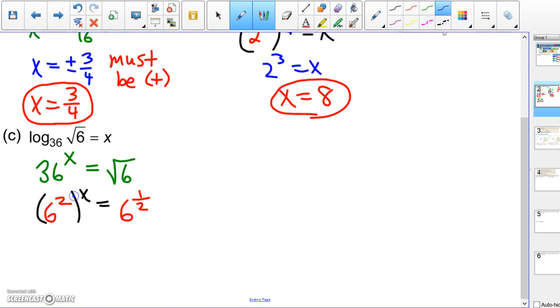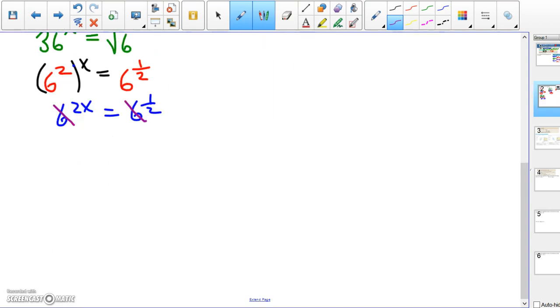So again, we're going to multiply those exponents. That's 6 to the 2x equals 6 to the 1/2. In order to continue from here, these 6's are going to knock each other out. It has to do with logarithms. We haven't really seen a problem like that quite yet, but those 6's are going to knock out, and I see 2x equals 1/2. I hope you can do that in your head.